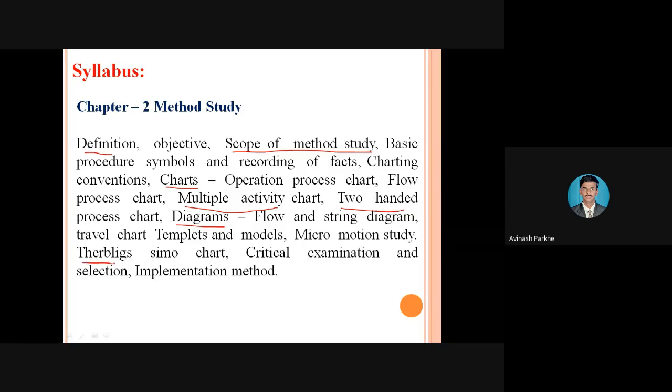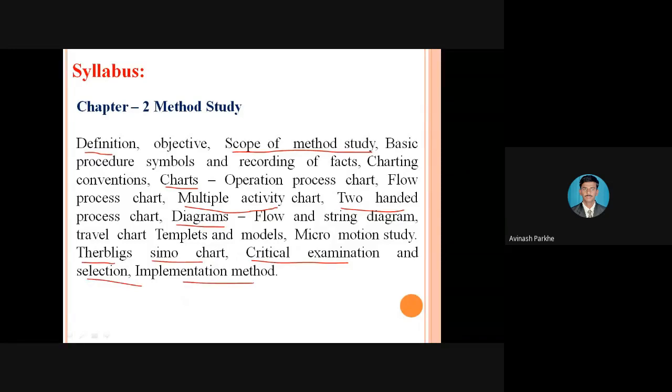Then Therbligs, then the SIMO chart is there. Critical examination, a separate examination, is also conducted by asking some questions: why, how, who, when. Such types of questions will be asked in this particular critical examination. So through this question answering also you will get some of the answers. Then there is the selection and implementation of the method.